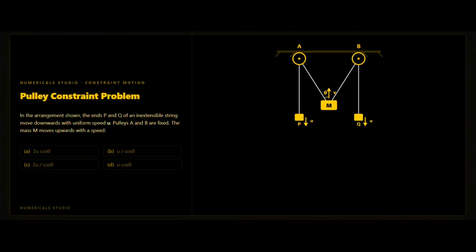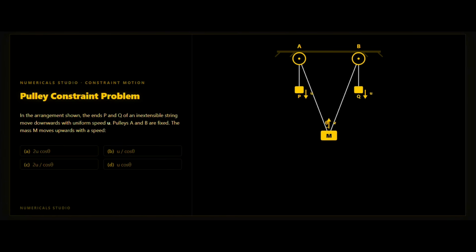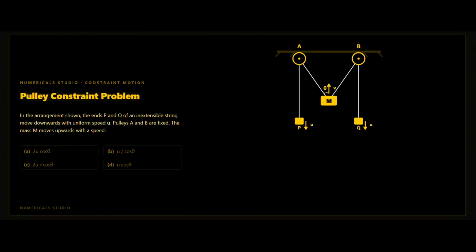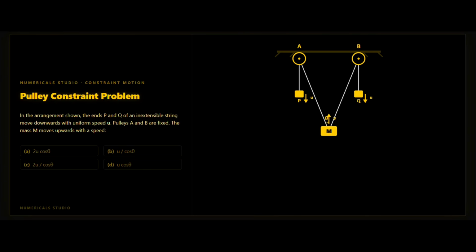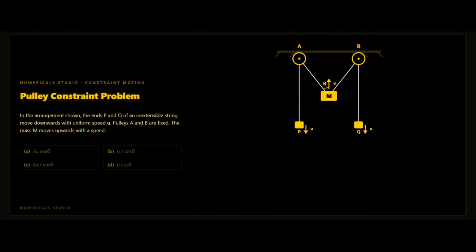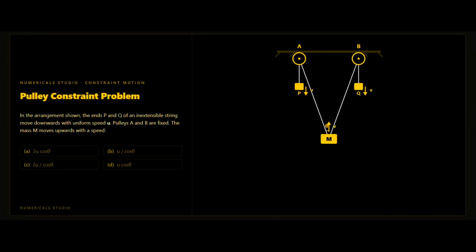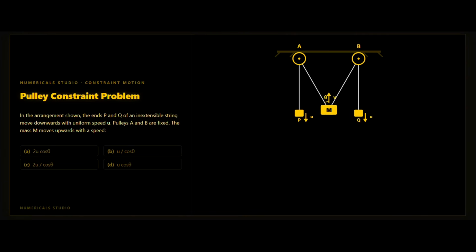Two blocks of mass m are hanging at either end of a string. The string runs over two fixed pulleys, and its middle section is joined together at a third mass, capital M, hanging in between. The middle section makes an angle theta with the vertical. Now, if both ends are moving down with speed u, with what velocity does mass m go upward?